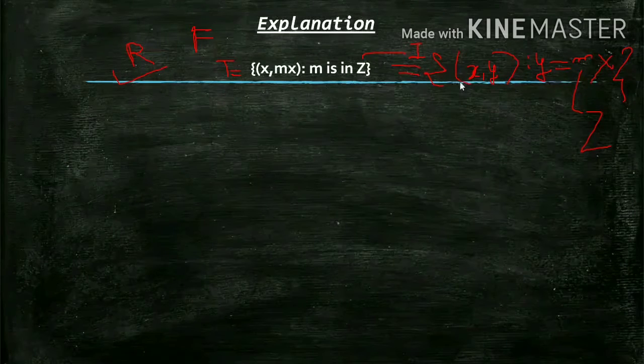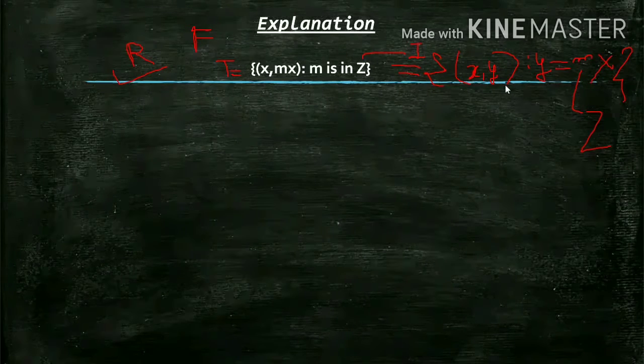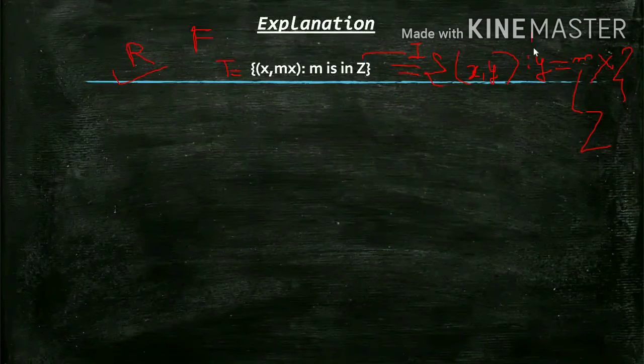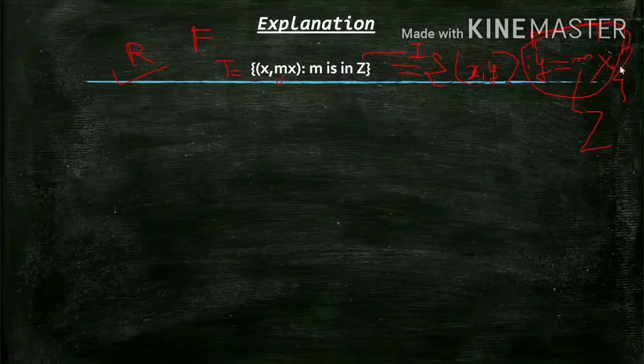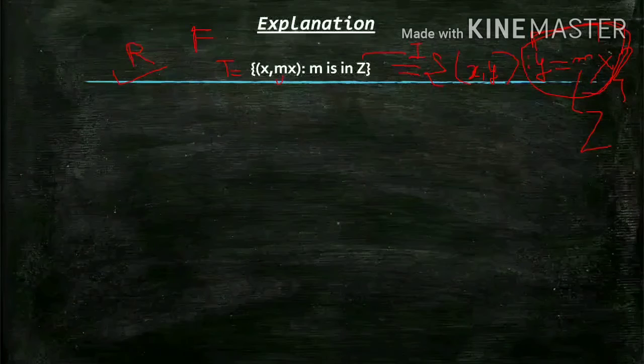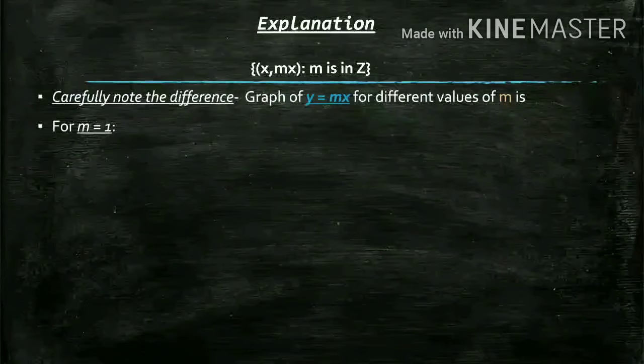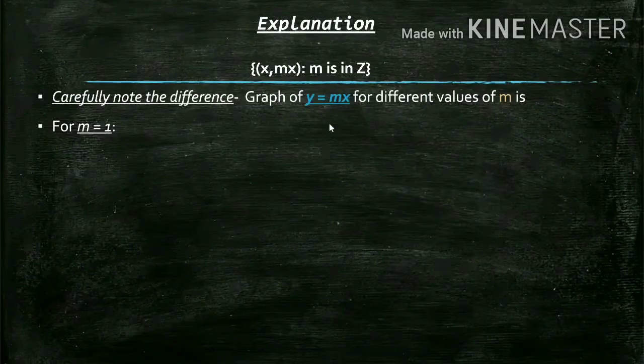Just look at how two sets can look different. You might say that this set looks different than this, but it is not. I can define the relation like this as well and this as well. Both mean the same: y equals mx. It is also a very famous graph of straight lines. So just look at the difference in the graphs that I am drawing for y equals mx for different values of m, because m is an integer. So it can be negative or positive or 0, but it must be an integer.